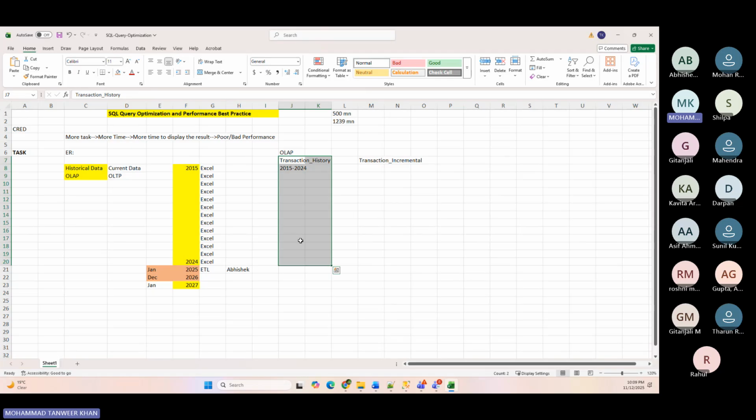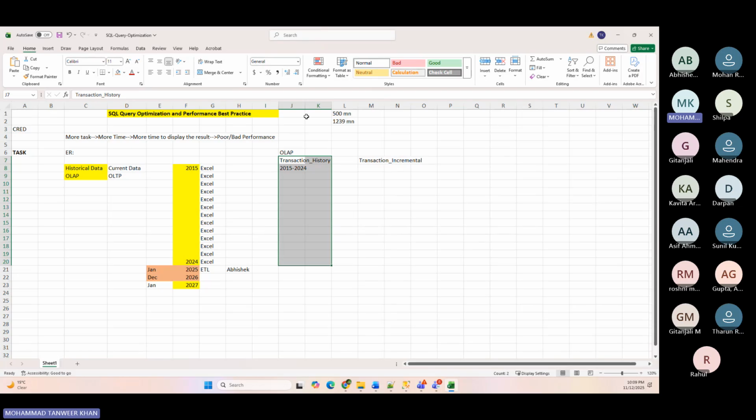I'm telling you that this is also one of the possible solutions which we implement. Those who are working and dealing with huge volumes of data must have implemented it. Now, you might be thinking, okay Tanvir, in my project, we don't have a separate history table and a separate incremental table.